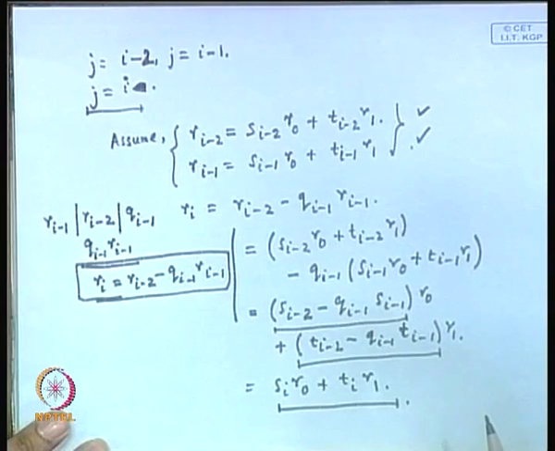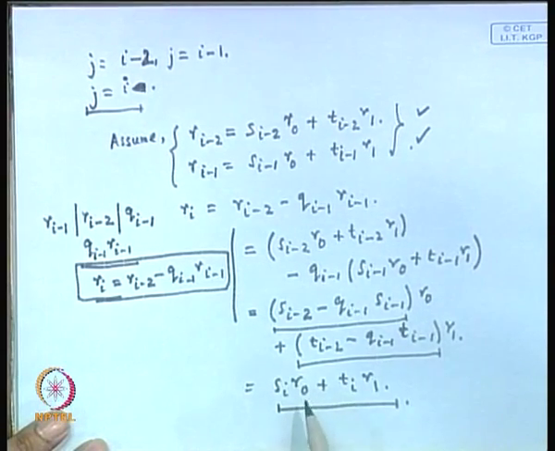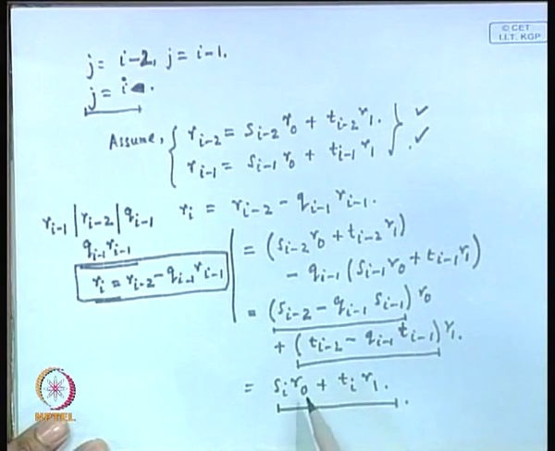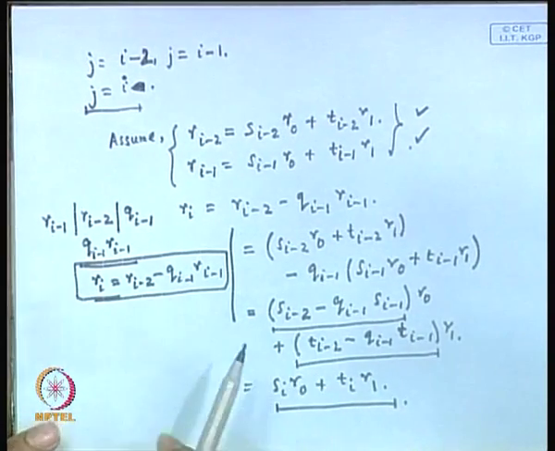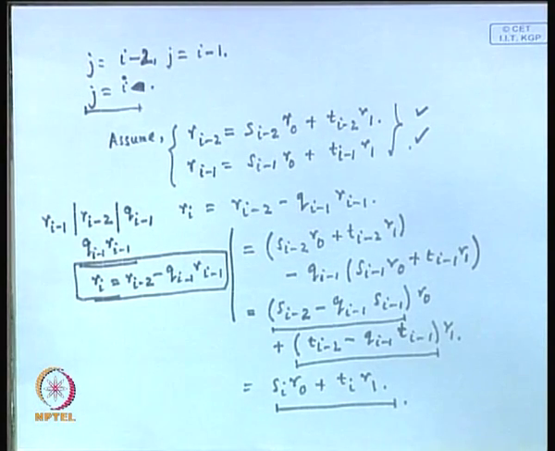Right. So that means that the remainder can be expressed as a linear combination of r0 and r1, where the corresponding coefficients are si and ti, and si and ti are defined by this particular recurrence. Okay. So therefore, I can keep on continuing these coefficient values, and I should be able to express the remainder at each stage as a linear combination of r0 and r1, right. So any doubts about this?